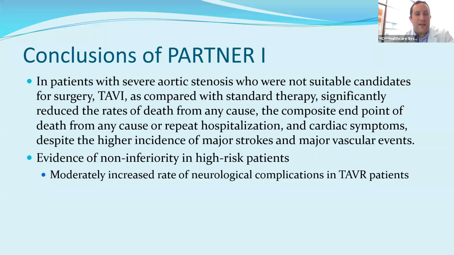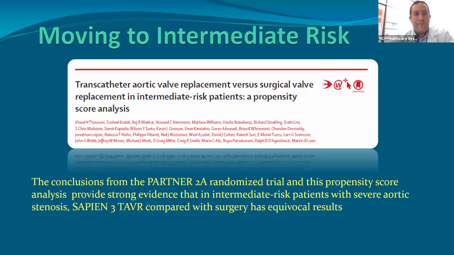What this told us was that in high-risk patients, or patients that we deemed too high risk to operate on, the transcatheter valve was a very good option to treat them. Moving on to intermediate risk, as we do, we started with the high-risk people who would not do well with surgery to begin with. Then we started moving into people that were slightly lower risk.